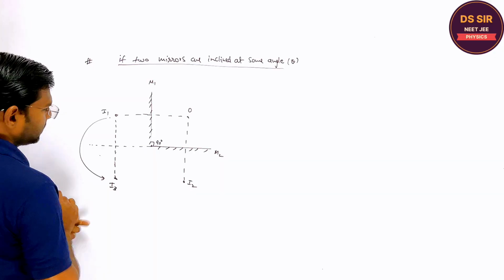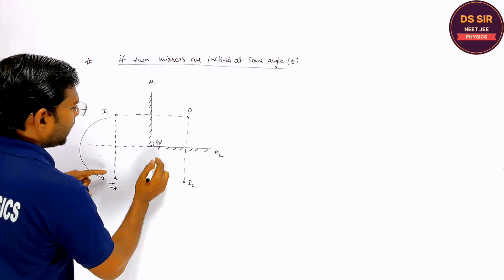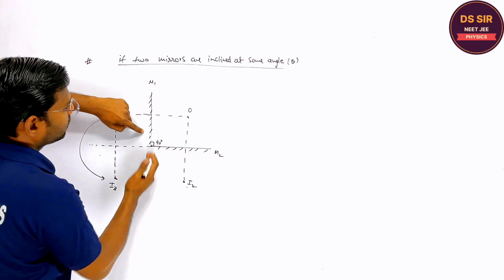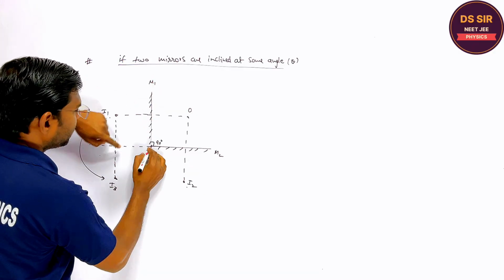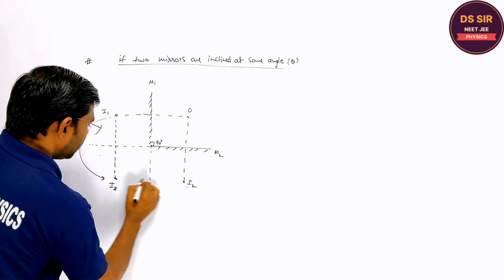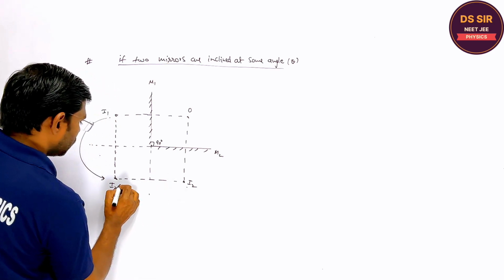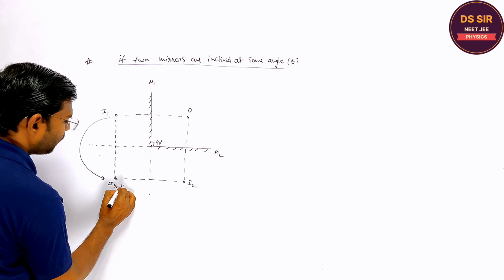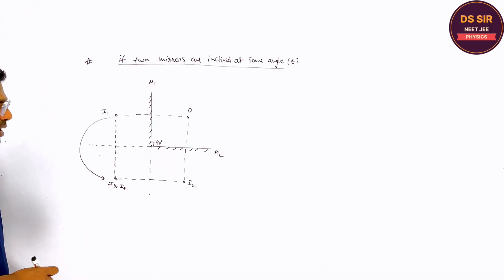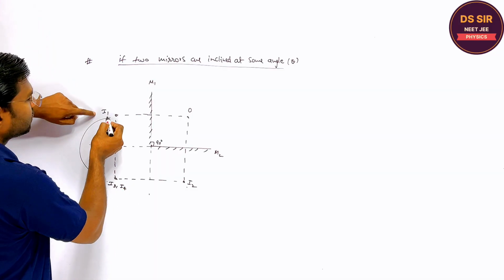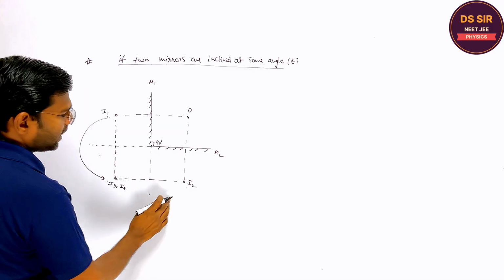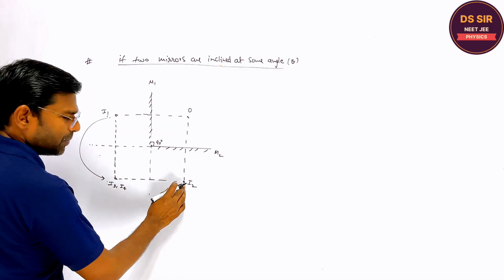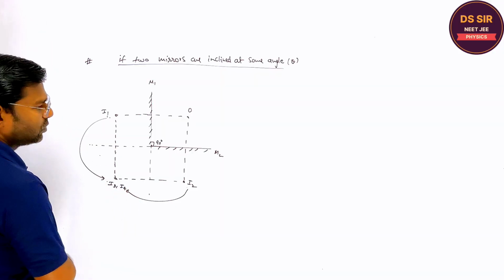All right, like this. This is the mirror image, and this I2 acts as an object for this mirror M1, and its mirror image is like this. So at this point, the two images I3 and I4 are formed, which coincide. I3 is the mirror image of I1, and I4, which coincides with I3, is the mirror image of I2, right?